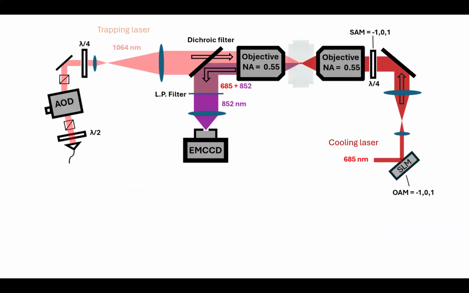So this is how it looks all together. On your left, you can see there is a trapping laser. It is 1064 nanometers, and that's the path for that trapping laser.